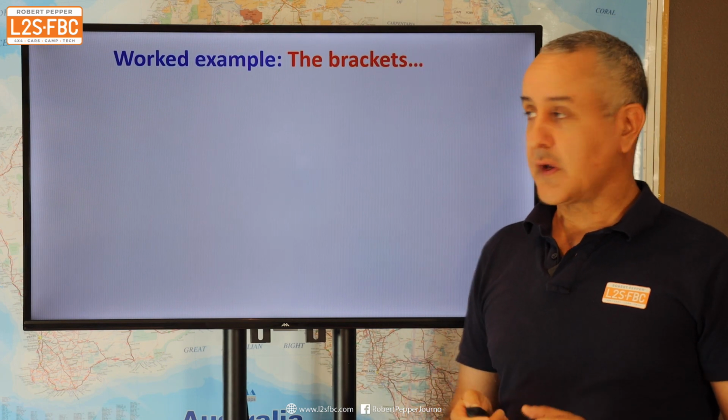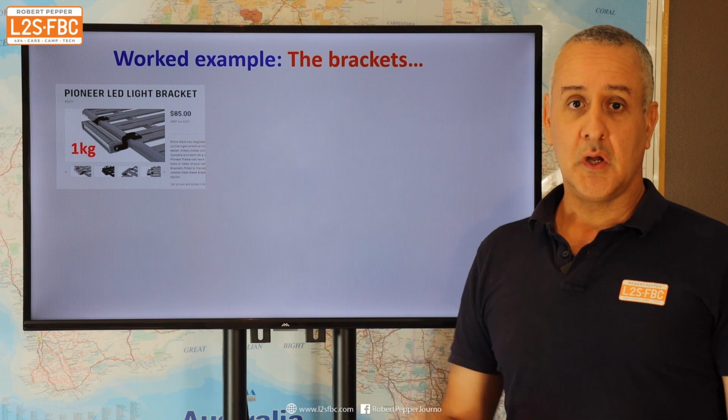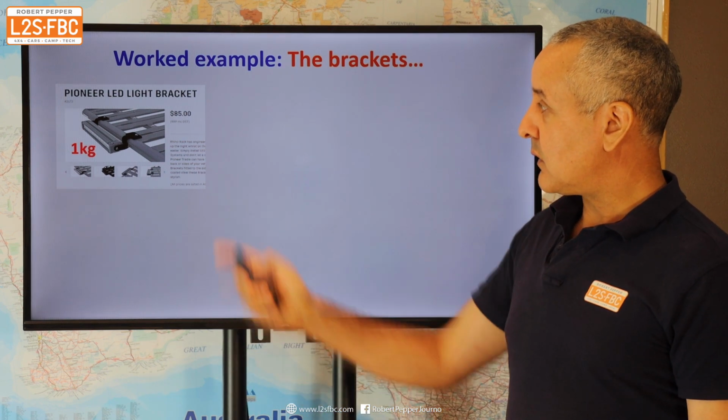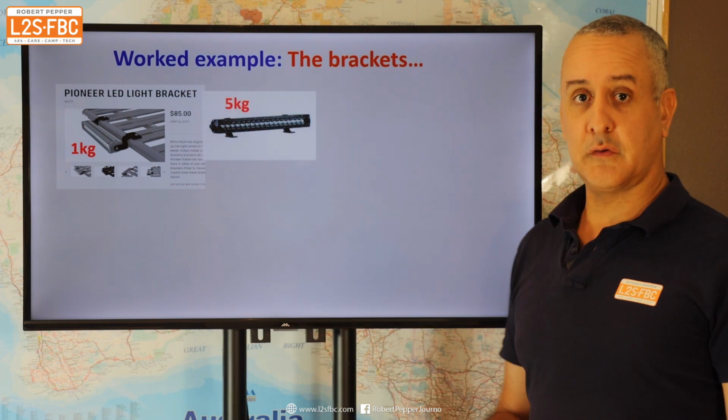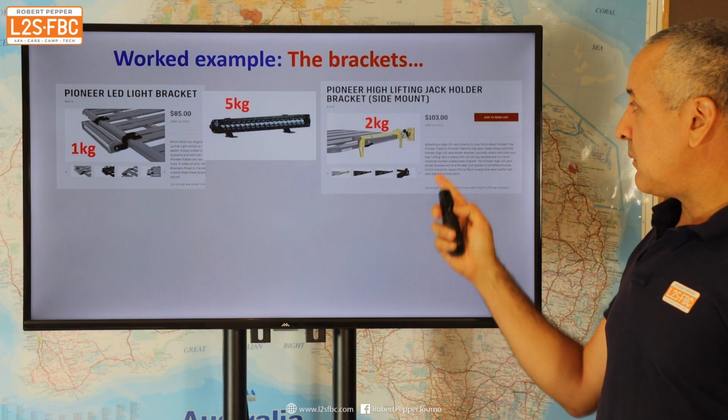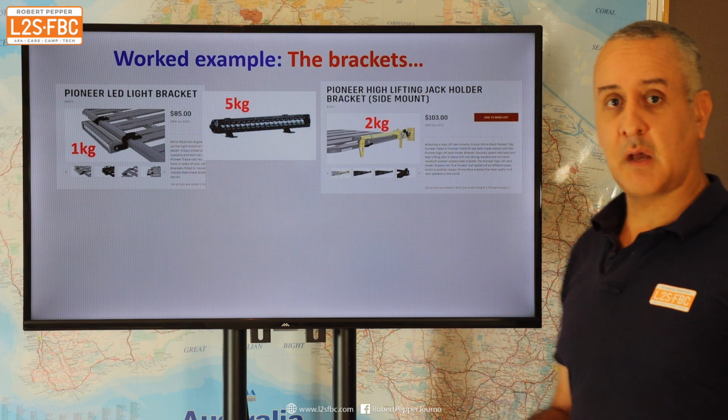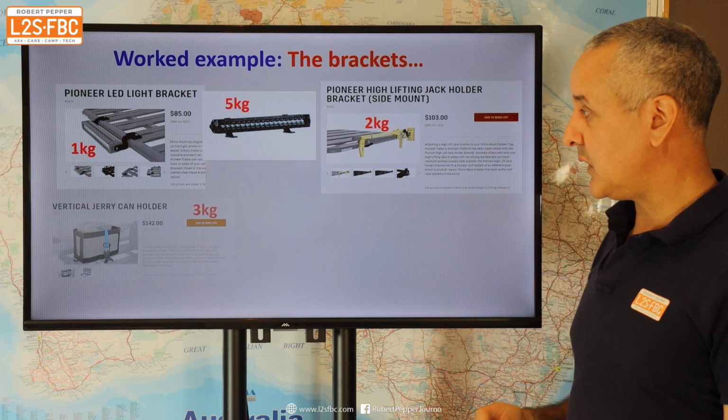Okay, now also don't forget the brackets. So again, just going through Rhino-Rack's website there, LED light bracket is 1 kilogram. LED lights have just gone for 5 kilograms on that. High lift jack holder is 2 kilograms. Obviously high lift jack's going to be about 13 or 14 as well.